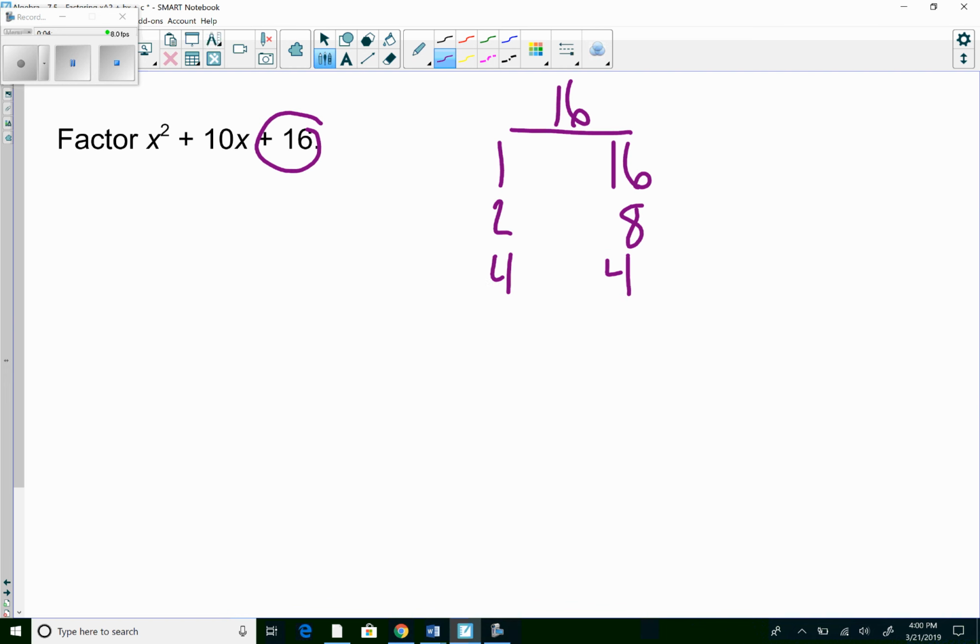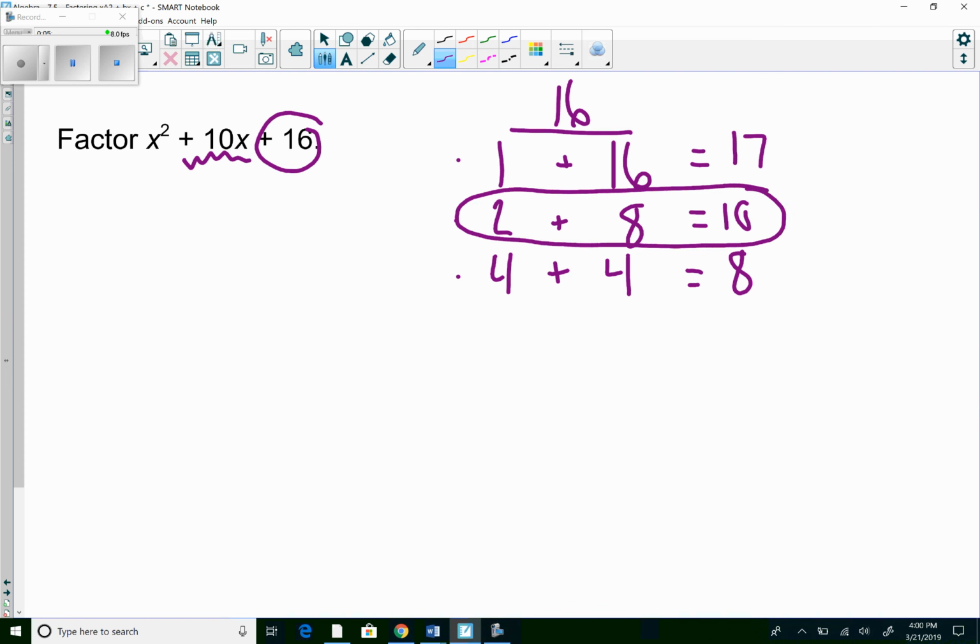Okay, so now we've just figured out all these factors of 16. Which of these pairs are going to, when we add them together, give us 10? If I add 1 and 16 together, that gives me 17. If I add 4 and 4 together, that gives me 8. But when I add 2 and 8 together, that gives me 10.